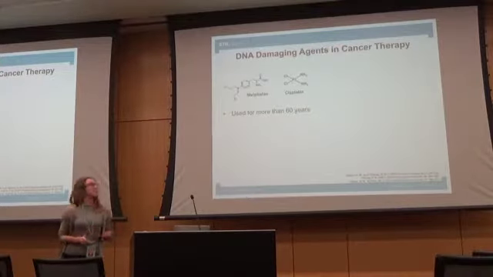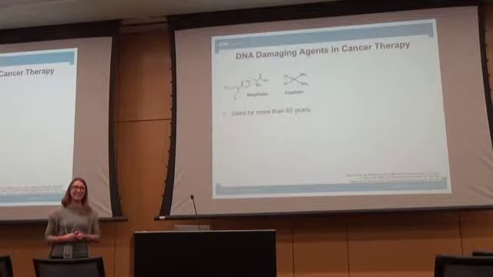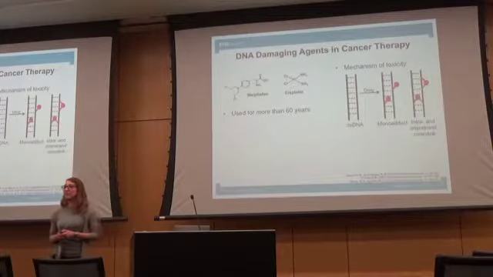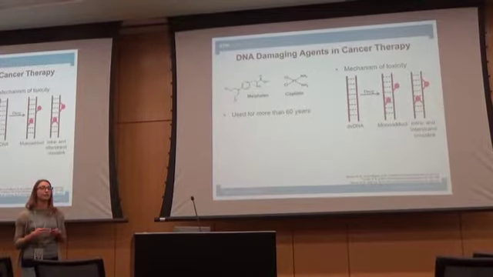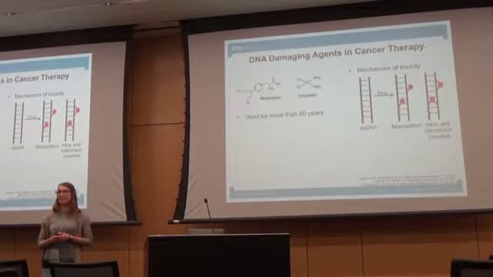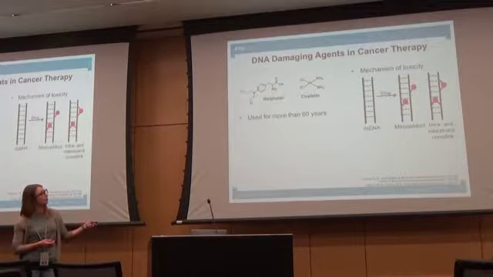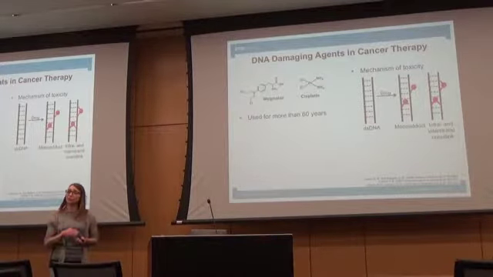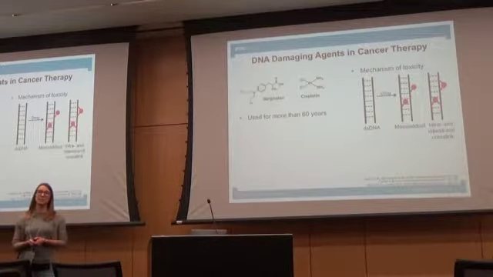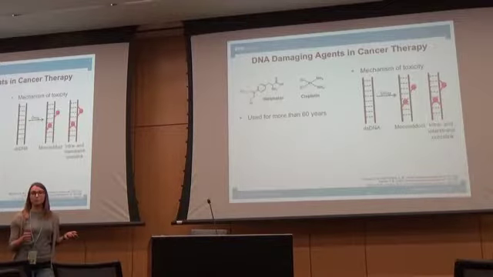DNA damaging agents such as nitrogen mustards or platinum-based compounds have been used in cancer chemotherapy for more than 60 years. Their main mechanism of toxicity is induction of DNA modification, which can interfere with transcription and DNA replication and eventually lead to cell death. These modifications can be in the form of a monoadduct or in the form of a cross-link. And a cross-link can be intra- or interstrand, depending on whether it's formed in the same strand of the DNA or in the opposite strands.